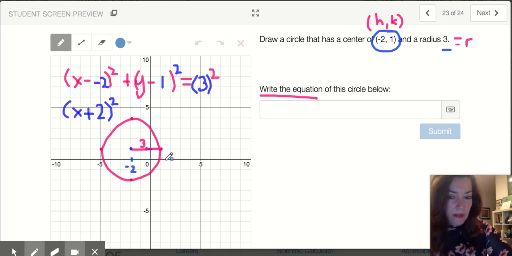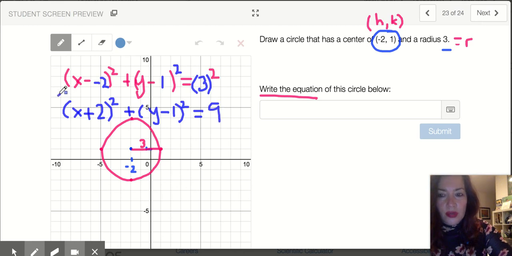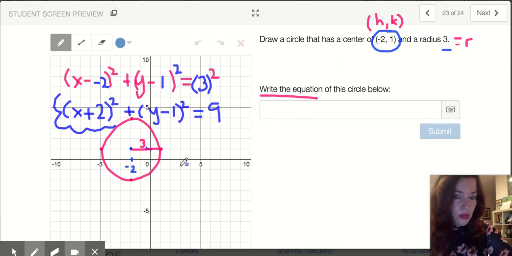So I can see with this +2 that the graph shifted 2 to the left. Where did it shift from? The origin, 0. And then we have y minus 1, which means the graph has shifted 1 up since our k value is 1. And our radius is 3, but then we always write the radius squared, which is 9. So here we have our equation of this circle. (x plus 2) squared plus (y minus 1) squared equals 9.